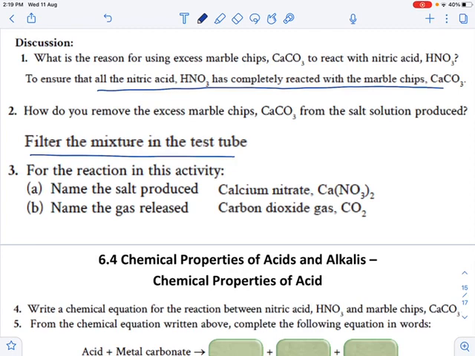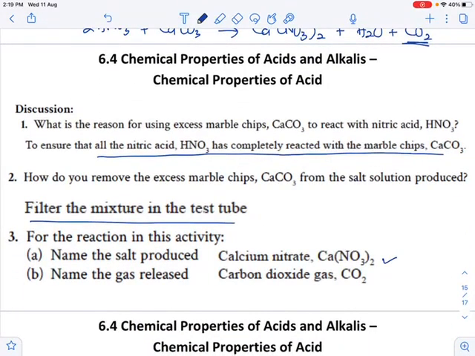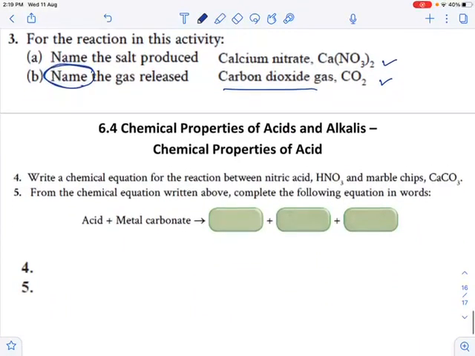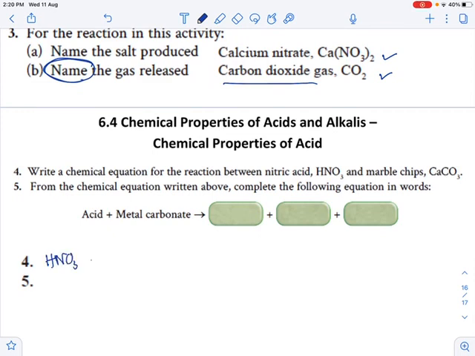For the reaction in this activity, name the salt produced. Okay, the salt produced is calcium carbonate. And the gas released is carbon dioxide. So for the question, you need to write the name of the gas and the name of the salt produced. Okay, number 4. Write a chemical equation for the reaction between nitric acid and marble chips. Okay, saya tulis sekali lagi. Nitric acid reacts with calcium carbonate to form calcium nitrate plus CO2 plus H2O.